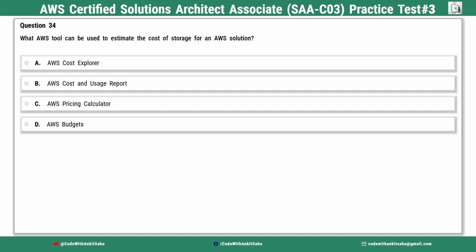Question 34. What AWS tool can be used to estimate the cost of storage for an AWS solution? Option A. AWS Cost Explorer. Option B. AWS Cost and Usage Report. Option C. AWS Pricing Calculator. Option D. AWS Budgets.